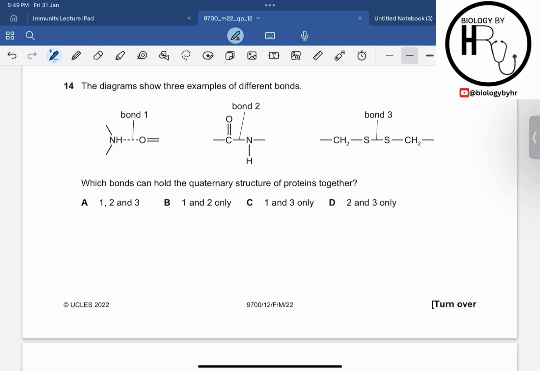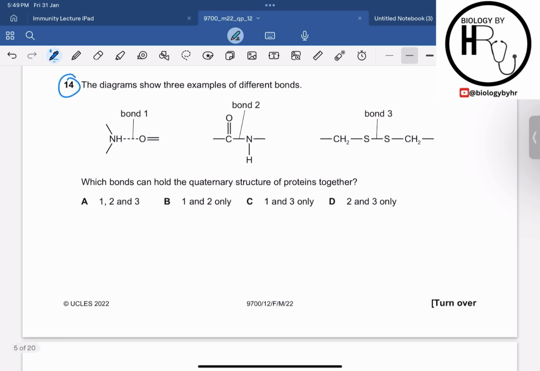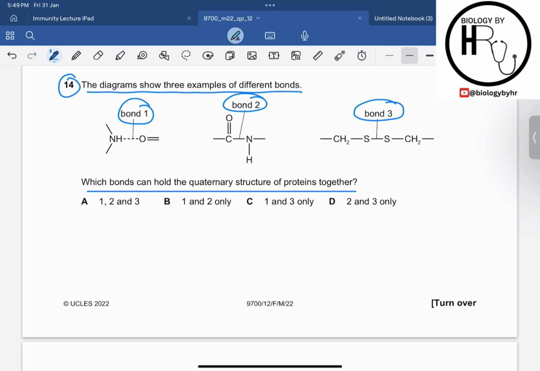Alright, so now let's move on to question number 14 over here. Question number 14 says that the diagram shows 3 examples of different bonds. So this is bond 1, this is bond 2, and this is bond 3. Then they are asking which bond can hold the quaternary structure of the proteins together. Alright, so we know that bond 1 is between the hydrogen and oxygen. So it must be the hydrogen bond, obviously.